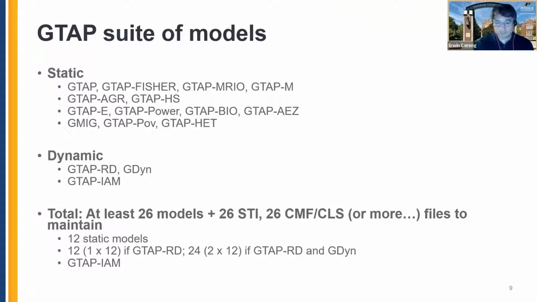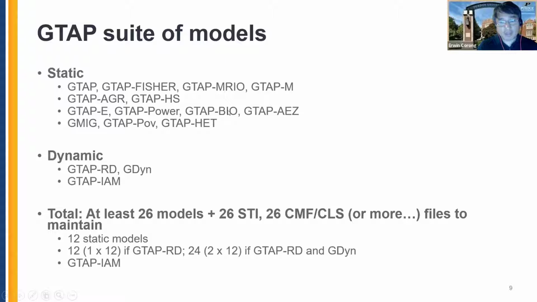Okay, so here's the meat of my presentation. It took me a while, but I'm getting there. When we started the V7 coding work, we didn't realize how many down-the-line implications there would be for the GTAP suite of models. So here's a count. Of course, there are other models that I may have missed. Basically, these are the static models. The first three bullets are models that have been transitioned to V7.